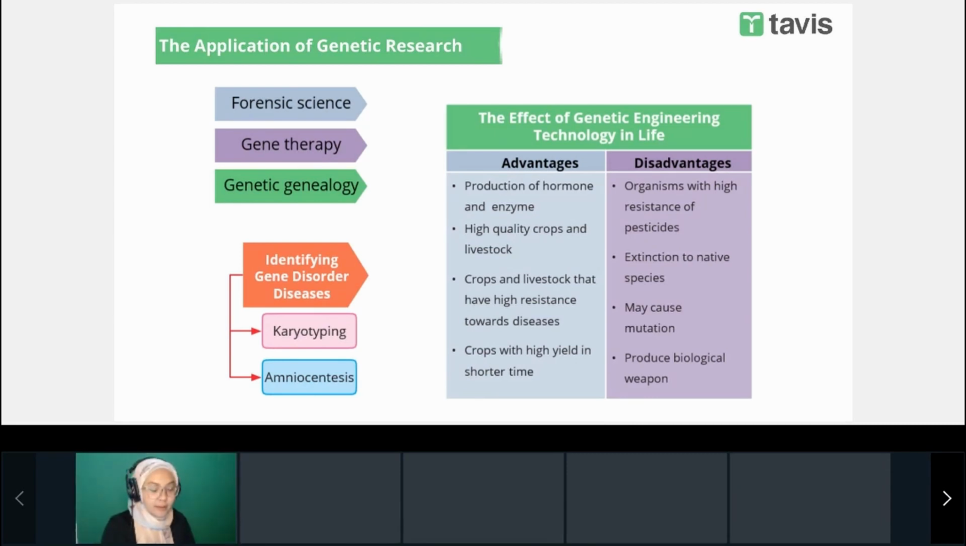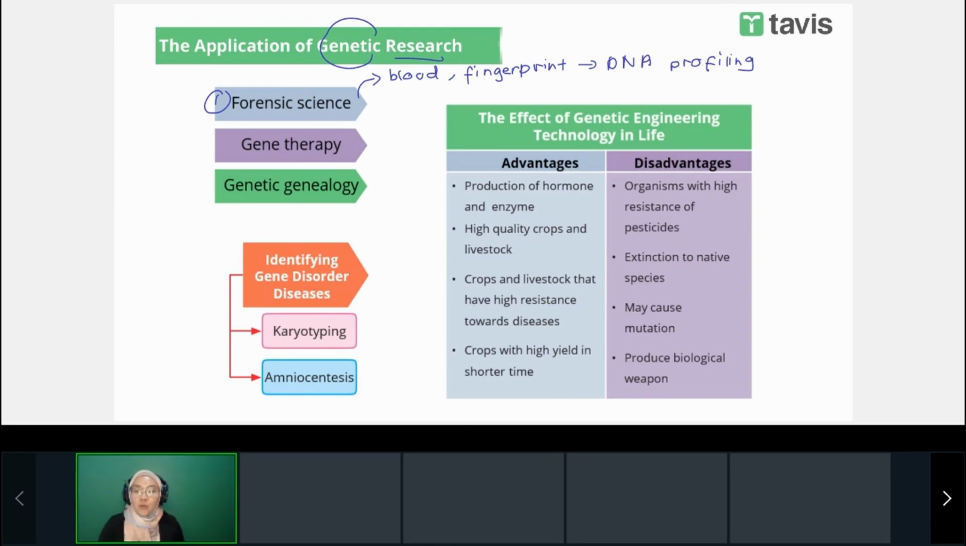Okay, let's move to the last part, which is the application of genetic research. How do we apply this genetic research in today's field? The first thing I want to talk about is forensic science. In a crime scene, usually the police or forensic scientists will find a blood sample, or a fingerprint, and they can do DNA profiling. Why is DNA profiling important? In DNA profiling, we can know the karyotype of criminals.